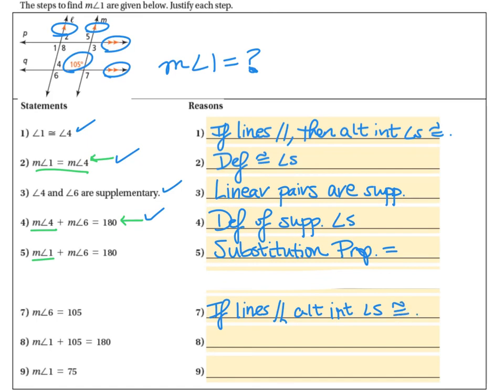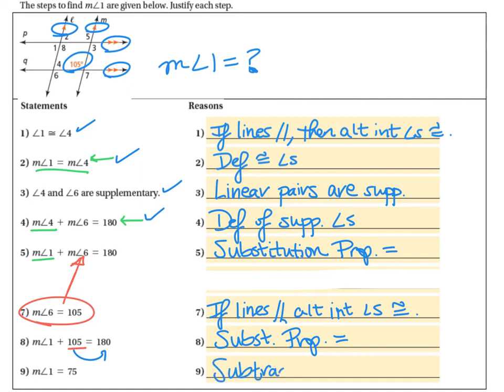Okay, what's happening in number 8? Well, we basically said since the measure of angle 6 is 105, we could take that and plug it in right there in place of measure of angle 6, and we'll have the equation that we were trying to end up with. So that one's substitution, also not transitive, just replacing one term. And then what's going on in the last step? Well, we just said, all right, let's subtract 105 from both sides and solve for the measure of angle 1. So that would be the subtraction property of equality.